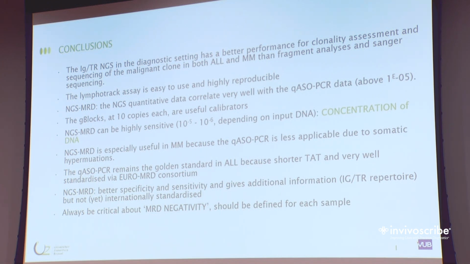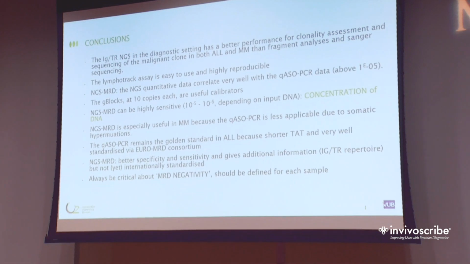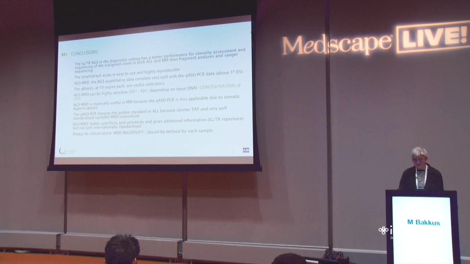But the gold standard in ALL is still the ASO-PCR because of the shorter TAT and because it's so well standardized. The NGS MRD has better specificity and sensitivity and gives you additional information about the immunoglobulin and T-cell receptor repertoire, but it's not yet internationally standardized. And I would want to let you know that you should always be critical about MRD negativity. If you read this, you should always see if it's defined in that sample, because it should be defined for each sample what the sensitivity is, and not in a global statement.